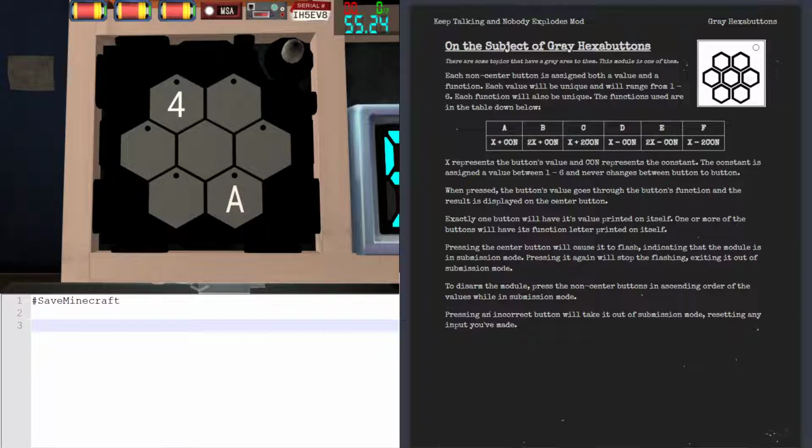In order to disarm this module, we need to press each button from 1 to 6 while in submission mode. So, let's begin this process.